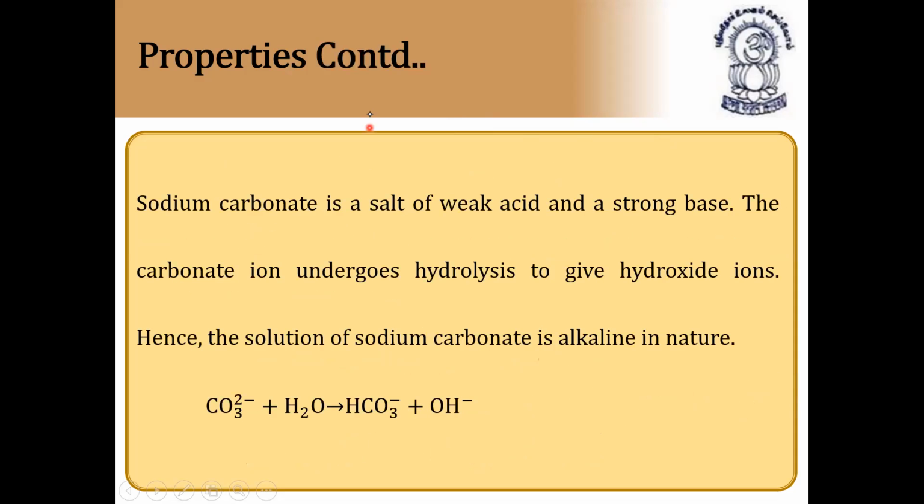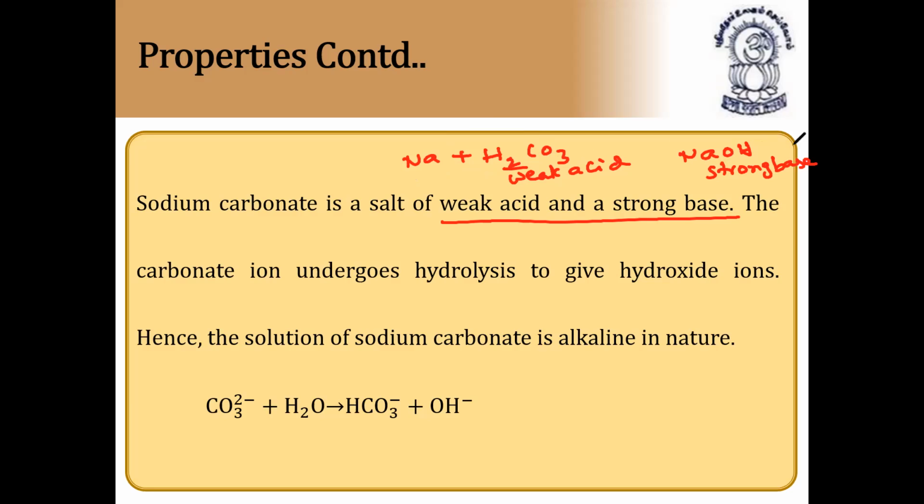Sodium carbonate is a salt of a weak acid and a strong base. How can we say? Because sodium carbonate forms from sodium combining with carbonic acid. Carbonic acid is a weak acid. And sodium hydroxide is a strong base, from which you get sodium. This sodium and carbonate combine together and form sodium carbonate, from H2CO3, carbonic acid. So that's why you can say sodium carbonate is a salt of a weak acid and a strong base.